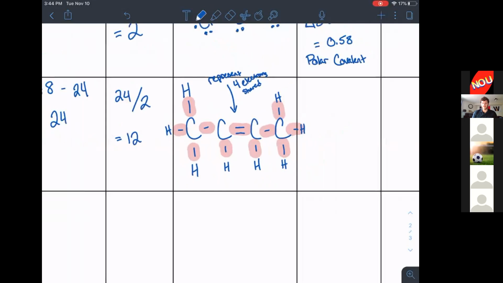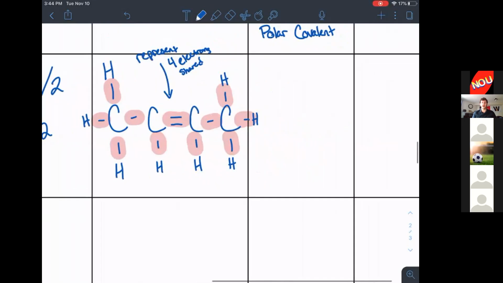All right. So now for this one, because we have 2 different types of bonds, we have bonds between our hydrogen and carbon, and we have a carbon-carbon bond. We have to do 2 different polarities, 2 different differences in electronegativity. So I'm going to break this box in half. And we're going to do electronegativity difference between hydrogen and carbon up here, and then carbon and carbon down here.